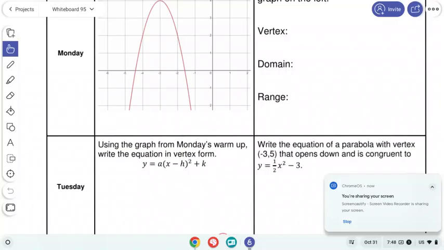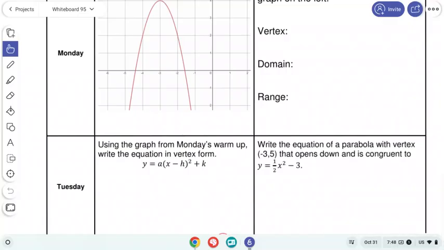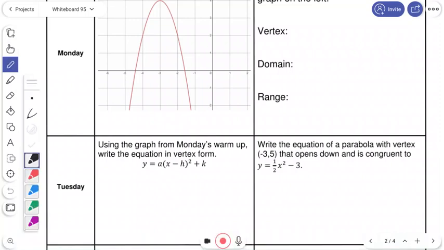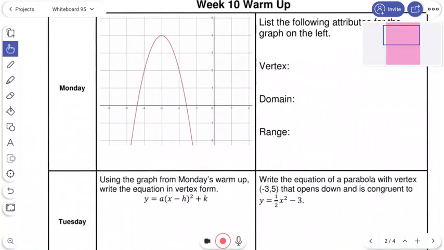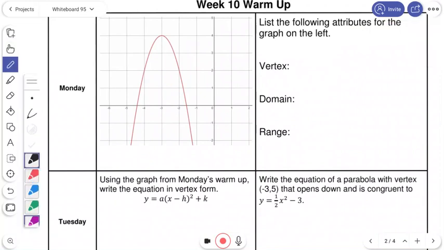All right, so we're on Tuesday's warm-up. It says using the graph from Monday's warm-up, write the equation in vertex form. In order to do that, we need to know the vertex, and you guys already told me yesterday, our vertex, this maximum point right here, is located at -3, +4. That's going to be our h value and our k value.